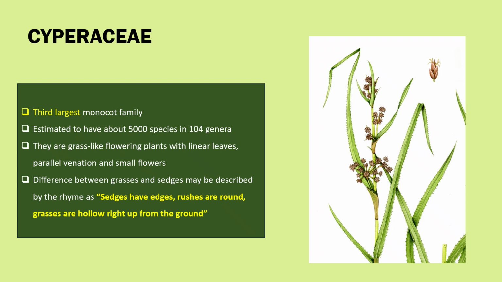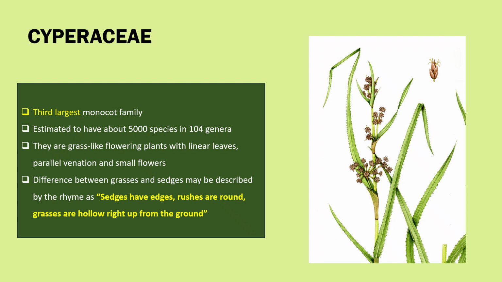First of all, talking about Cyperaceae, it is the third largest monocot family, and you can see that there is a huge diversity of species. It is estimated that there are around 5,000 or more species of this family Cyperaceae in 104 genera. So they are grass-like flowering plants. The flowers are very similar to those of the Poaceae family, with linear leaves and parallel venation.